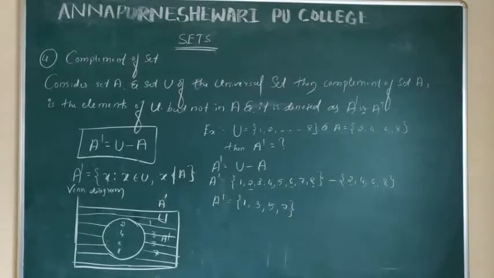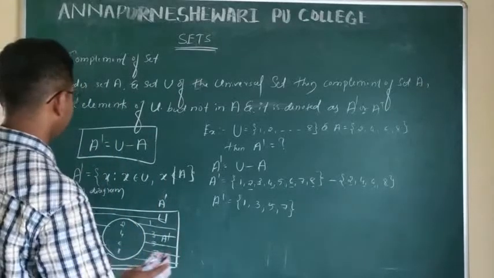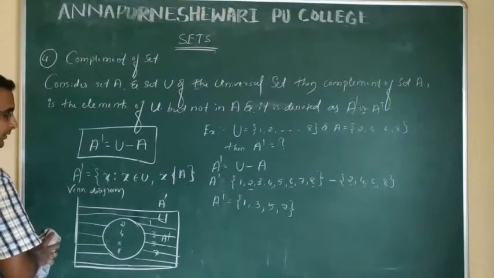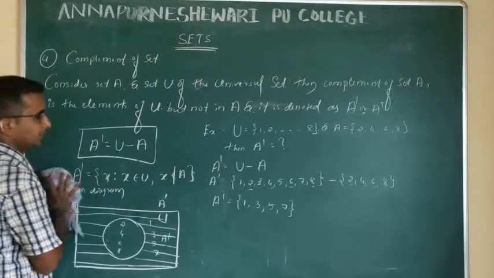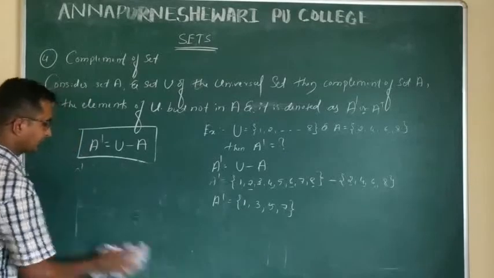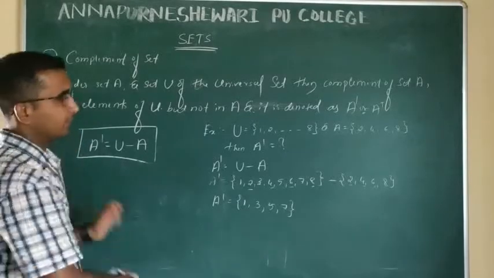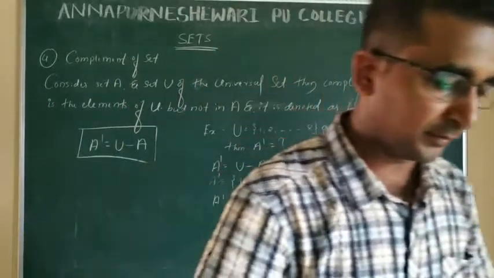So in the complement of the set, we have some important notes. Okay. So write down the notes. The first note is about the Venn diagram. Okay. So you have to pause the video and note down. These are very important.